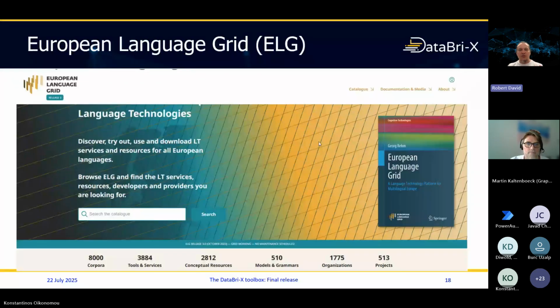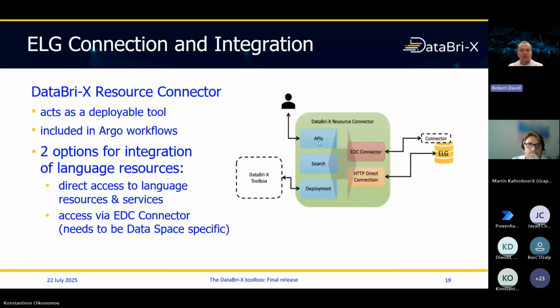The second integration that we looked at for external resources is integration into the European language grid, which provides language resources, some of them openly available. Next slide, please. We took a bit of a different approach here compared to the IDS integration: providing the DataBri-X resource connector, which is intended to connect to the ELG as a deployable tool. So here it does not run as a passive service, but is really a tool that you can use as part of workflows to draw in resources from the European language grid.